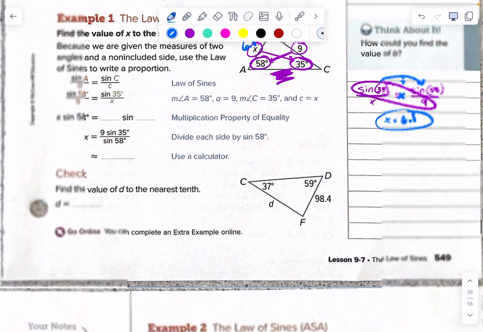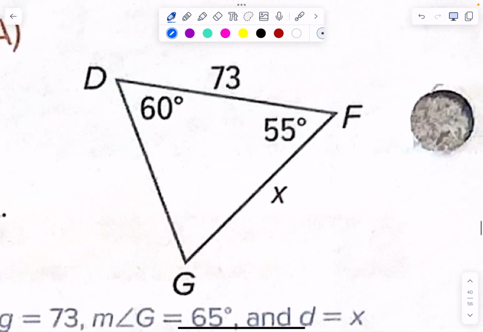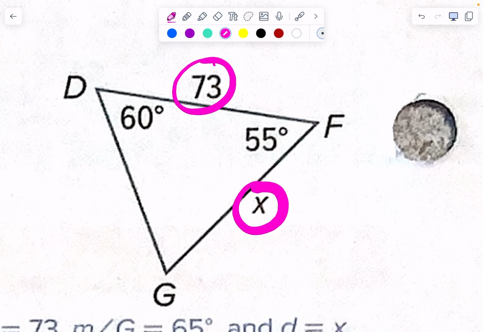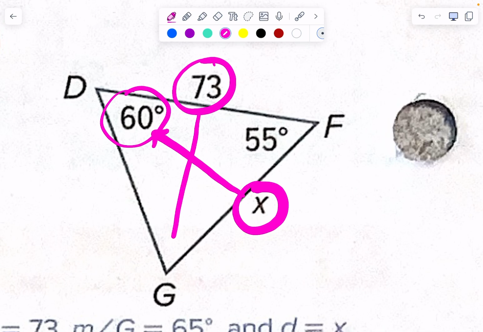Okay, let's go to the next example. Example 2. Okay, this one they make you work a little bit harder. Identify your sides. So we are solving for x, and the other side that I have to use is 73. If I'm solving for x, what angle do you have to use? 60. If I have 73, what angle are you going to use there? Whatever the third angle is. 65. How do you know that's 65? Because they add up to be 180, right? Okay, so you've got to use those.